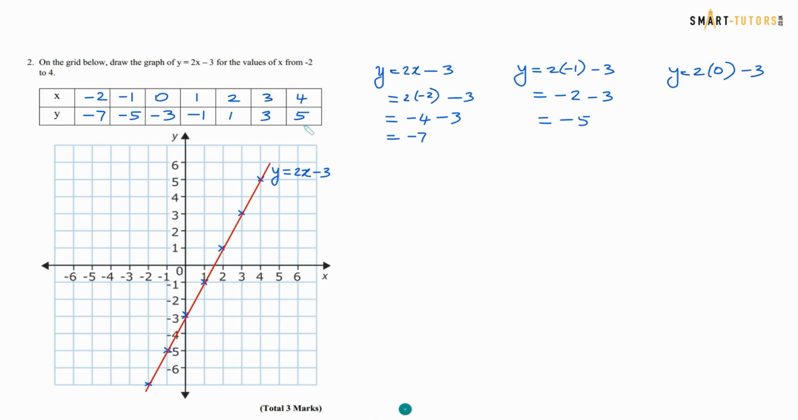Having said that, this is a calculator paper, so you can substitute and use the calculator to find the answer. I have shown a few calculations here, so you end up with the answers for y: minus 7, minus 5, minus 3, minus 1, 1, 3, 5. Plot the points in the graph sheet, for example minus 2, minus 7, then minus 1, minus 5, and plot the graph. That's easy, 3 marks again.